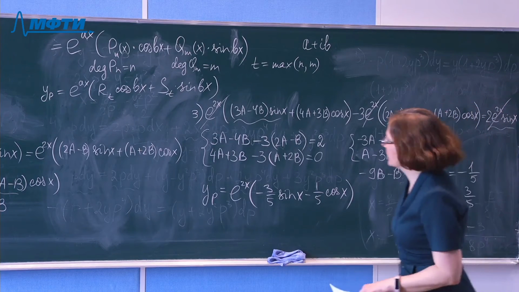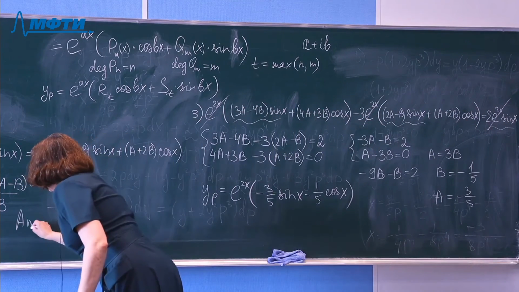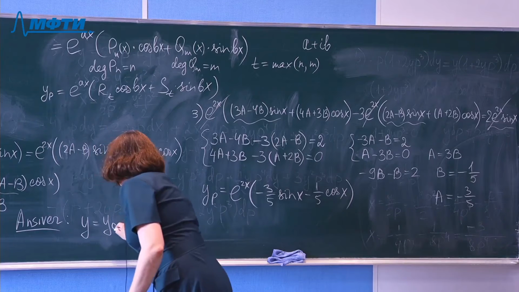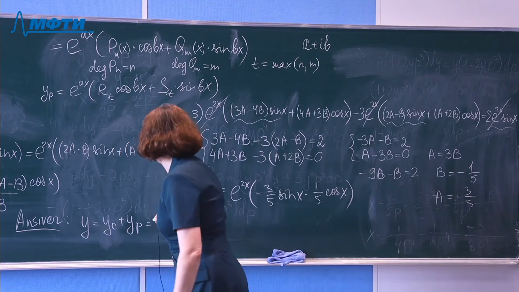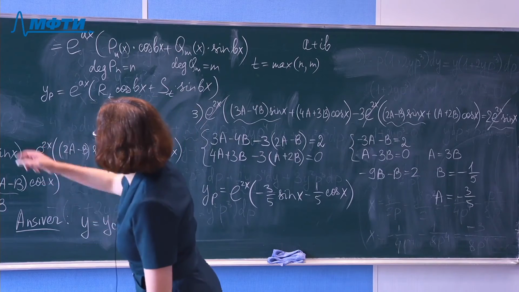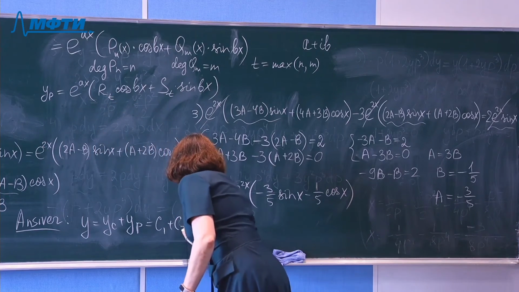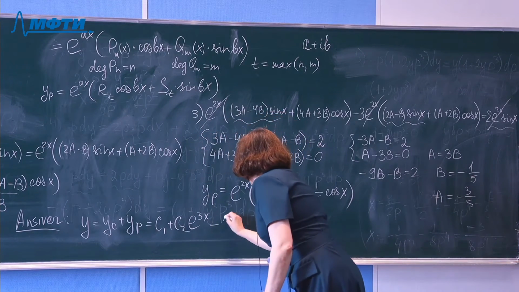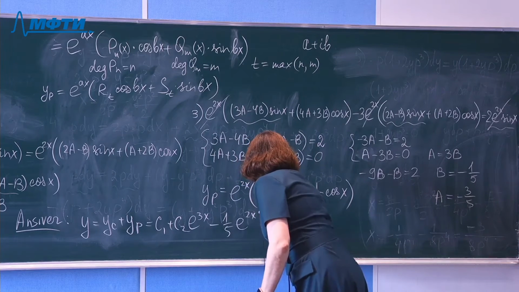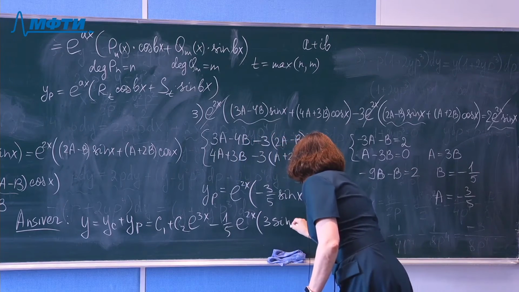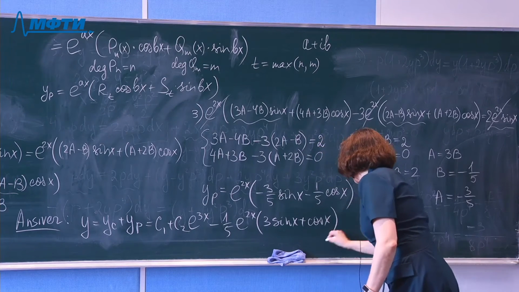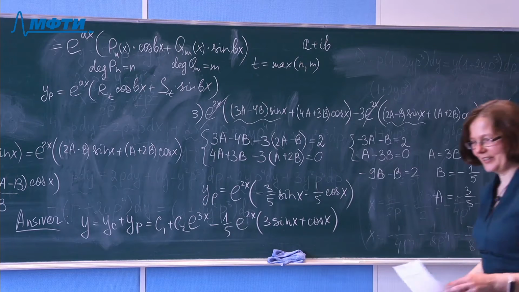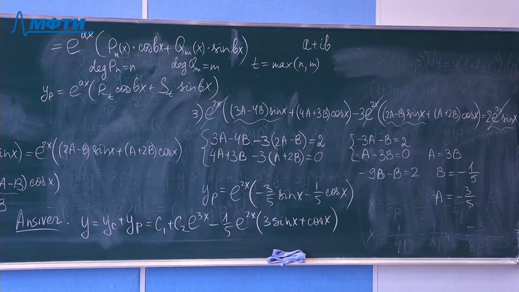And then we can write the answer. Y equals y complement plus y particular. So yc is c1 plus c2 e to 3x, minus 1/5 e to 2x times 3 sine x plus cos x. So this is the answer. Okay. So it's number 8.